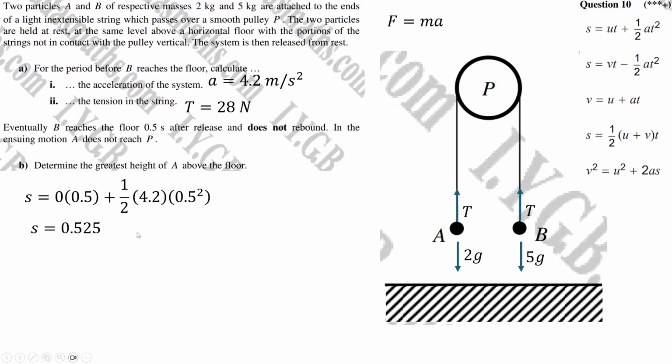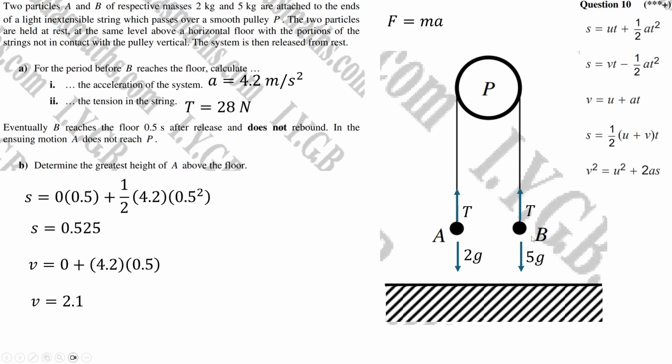Now, we could find the velocity that B hits the ground at using this one here. We don't know what the final velocity is. We want to know what the velocity is as it hits the ground, not after it's hit the ground and is at rest. So the final velocity is just v, and the initial velocity is 0 because it's at rest, acceleration is just 4.2, and time is just 0.5. We get v to be 2.1.